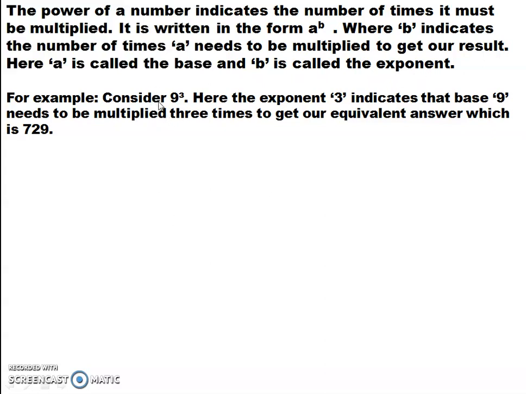Here let's see an example for this. Consider 9 raised to 3. Here 9 is known as base and 3 is known as exponent, and 9 raised to 3 is known as the power. Now what is 9 raised to 3? How will you evaluate it? So you have 9 multiplied 3 times. That means 9 into 9 into 9. 9 into 9? 81. 81 into 9, 729. So the value of 9 raised to 3 is 729.